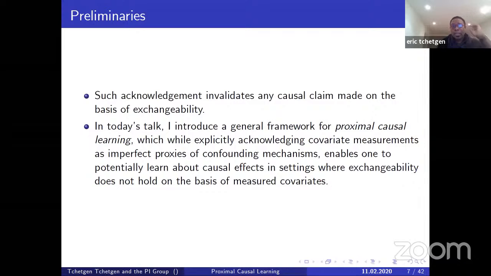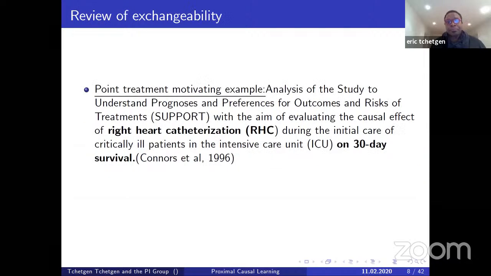So in today's talk, I'm going to introduce a general framework for proximal causal learning, which, while explicitly acknowledging covariate measurements as imperfect proxies of confounding mechanisms, enables one to potentially learn about causal effects in settings where exchangeability does not hold on the basis of measured covariates.